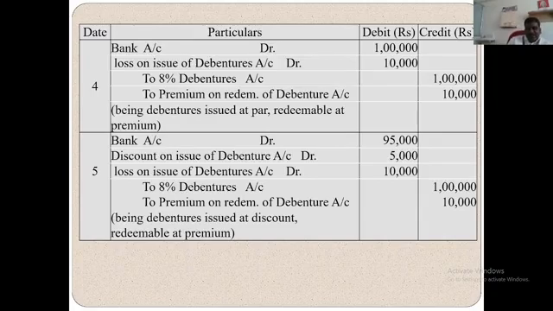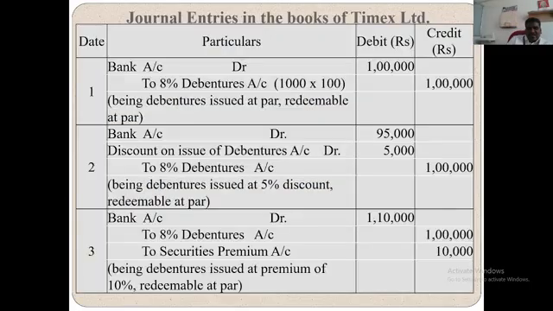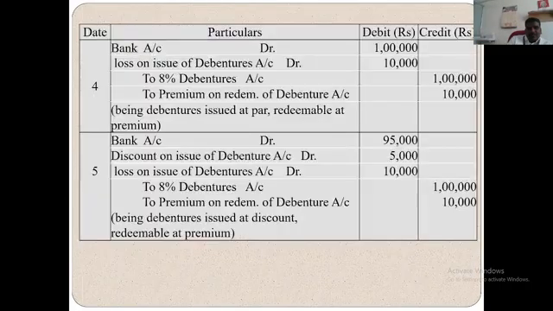Next, issued at discount 5%, repayable at premium 10%. So the journal entry: bank account debit 95,000, discount on issue of debenture account debit 5,000, to debenture account 1 lakh, to premium on redemption of debenture account 10,000. The difference amount 10,000 is loss on issue of debenture account.